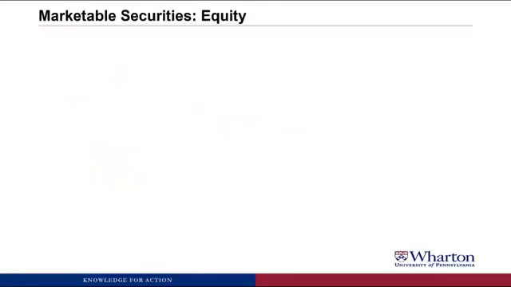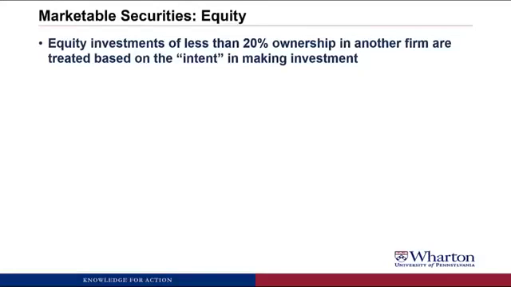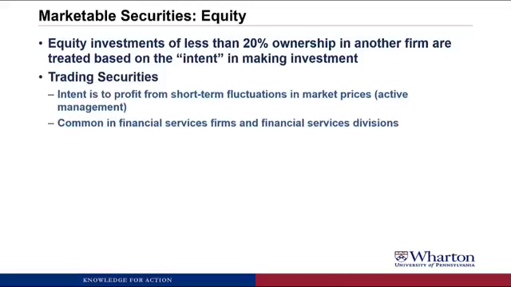So focusing on the marketable securities, first we're going to look at equity investments. This is where we're buying the stock of another company, and we're holding less than 20% of the ownership. We don't have any significant influence. So the accounting is going to be based on the intent for making the investment. The first method is called trading securities. Here your intent is to profit from short-term fluctuations in market prices. In other words, you're actively managing these investments, trying to beat the market, trying to buy low, sell high, earn profits in the short term.